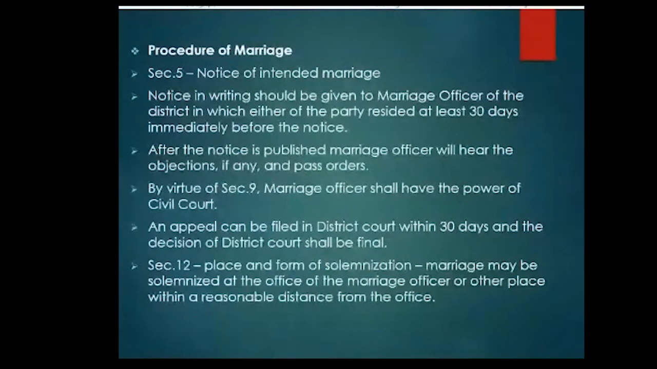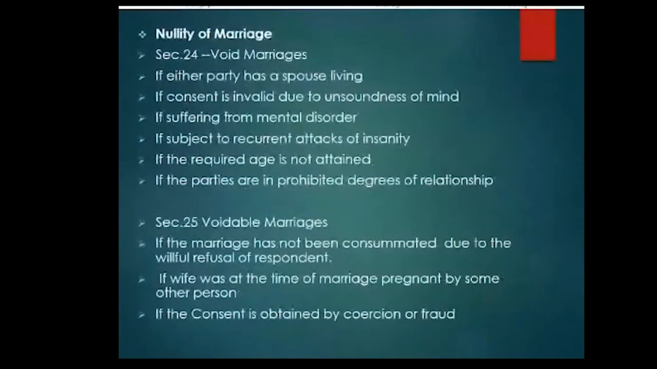And nullity of marriage is stated in Section 24, void marriage. It says a marriage is void if either party has a spouse living, if consent is invalid due to unsoundness of mind, if suffering from mental disorder or recurrent attacks of insanity, if the required age is not attained, like the legal age: the bridegroom 21 and the bride at least 18, or if the parties are in prohibited degrees of relationship. These lead to nullity of marriage. And Section 25 defines voidable marriages in the Special Marriage Act: if the marriage has not been consummated due to willful refusal of the respondent, if the wife was pregnant by some other person at the time of marriage, or if the consent was obtained by coercion or fraud.